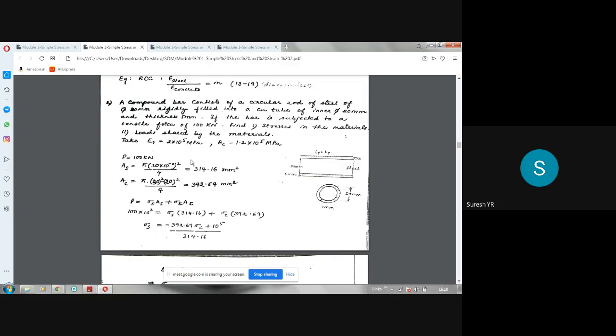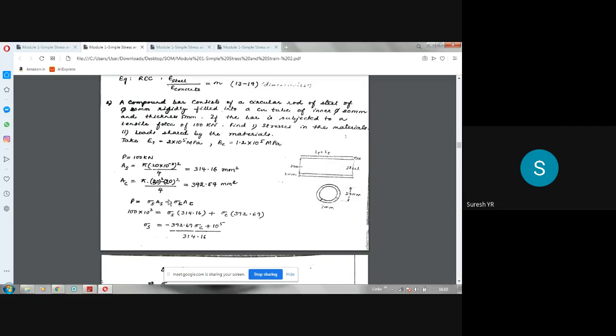P is 100 kilonewton. AS and AC you have to calculate. Area of steel: steel is a solid circular section here. It's a rod, pi d square by 4. Whereas the copper is a hollow circular section. So pi by 4 into outer diameter square minus inner diameter square. That is the area. So those areas are found out.